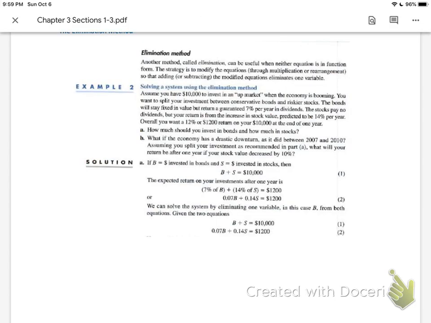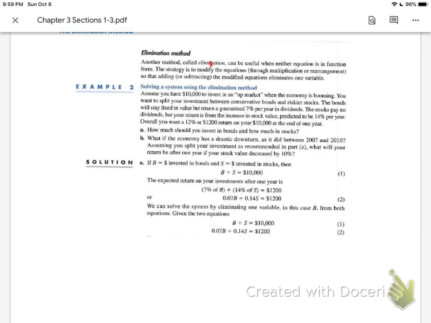Okay, here's a second method that's frequently used, and it's called the elimination method. When you use the elimination method, you either add or subtract your two equations. You might have to use a multiplier in order to make it so that when you add or subtract them, one of the two terms will cancel. So they have an example here, but we're going to look at other examples going forward. So let's go to the next page.